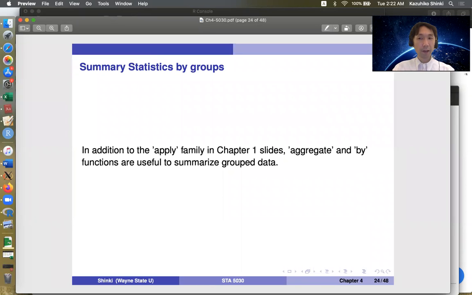Hi, everyone. In the remainder of this chapter, I would like to introduce some basic functions to summarize data graphically or numerically. Recently, fancier graphics have come from packages such as ggplot and ggplot2. But here we discuss the more basic graphics and basic summaries.